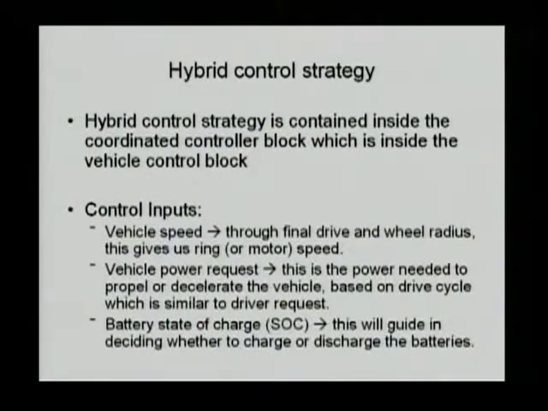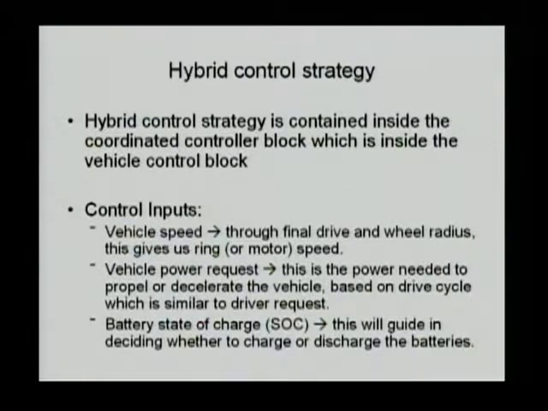So in this case, the control input, you can see it's mostly just the vehicle speed and the power demand. The vehicle speed will determine how to operate the generator speed. And the power demand is going to determine how much power the engine needs to generate and how much power needs to be supplied by the battery. Or in some other cases, how much power needs to be used to charge the battery.